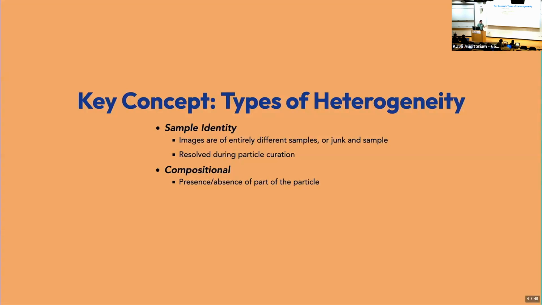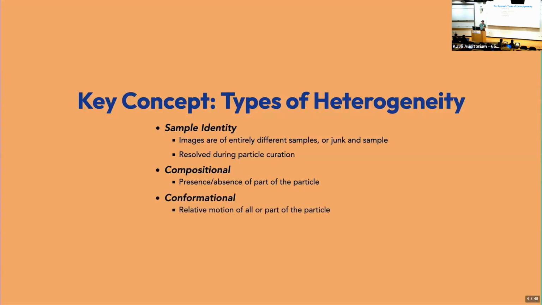So compositional heterogeneity is saying the composition, right, the things that make up the particle are actually different. So maybe you have some kind of binder that is either present or absent, or a drug that is bound or unbound, right? So that would be compositional heterogeneity, but that's discrete. It's either there or it's not there.